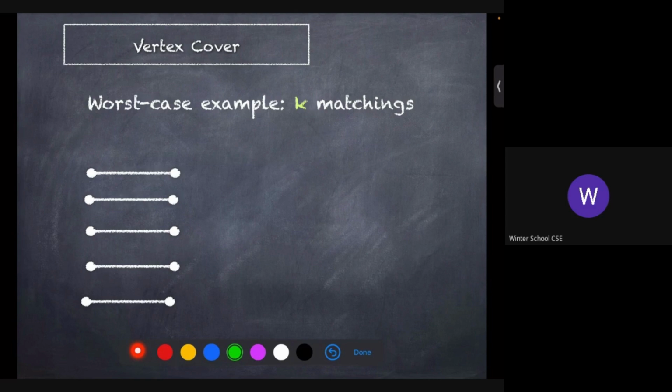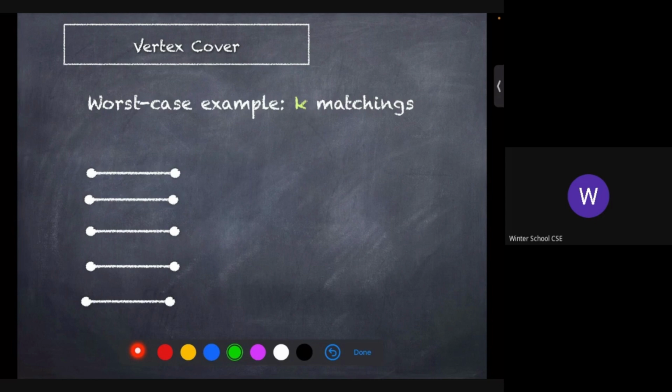So what is the worst case example? I take a graph which consists of k matchings. Look how our algorithm will work on this graph. On this edge, I will branch on 2 subcases. On this edge, on 2 subcases. So I will have a complete binary tree as the result. On this graph, my algorithm will have to take 2 to the k steps. So this is unavoidable. So the analysis of the running time of this algorithm is optimal.